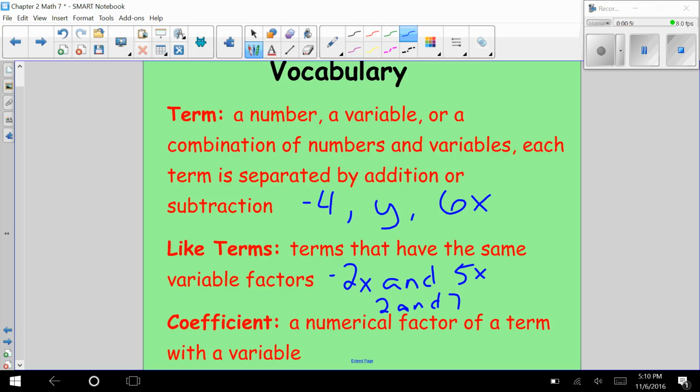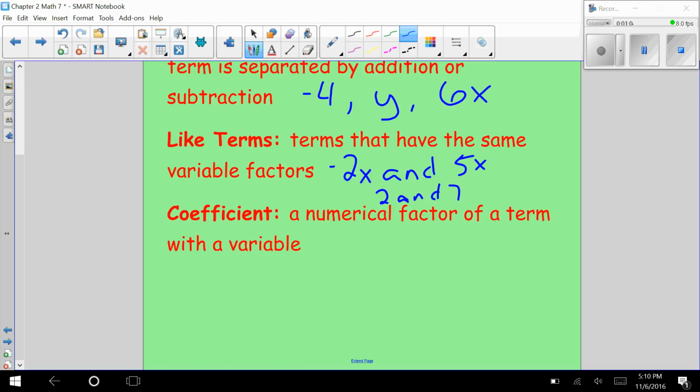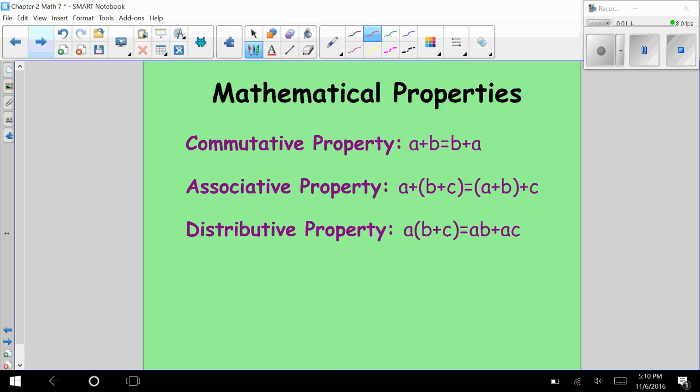And a coefficient is the numerical factor of a term with a variable. So quite simply, if my term is 5x, the coefficient is the 5, just the number that's in front of the variable. There's also a couple properties that are important today.